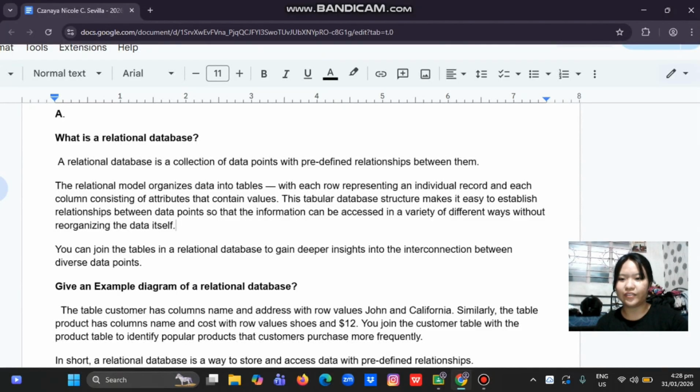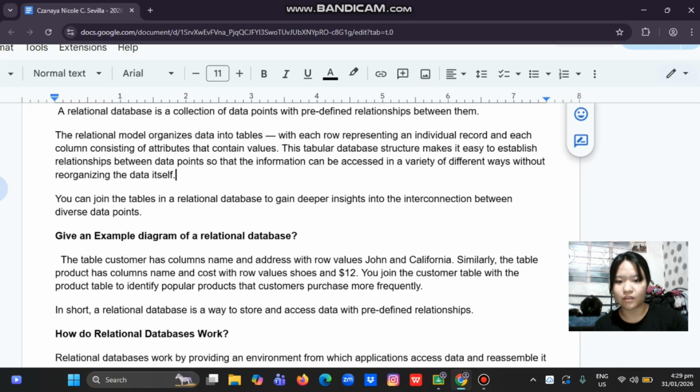What is a relational database? A relational database is a collection of data points with predefined relationships between them. The relational model organizes data into tables, with each row representing an individual record and each column consisting of attributes that contain values. This tabular database structure makes it easy to establish relationships between data points so that the information can be accessed in a variety of different ways without reorganizing the data itself.